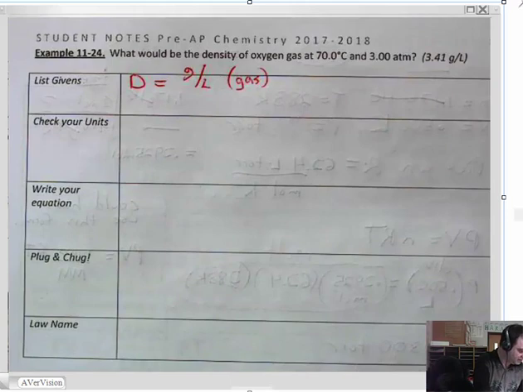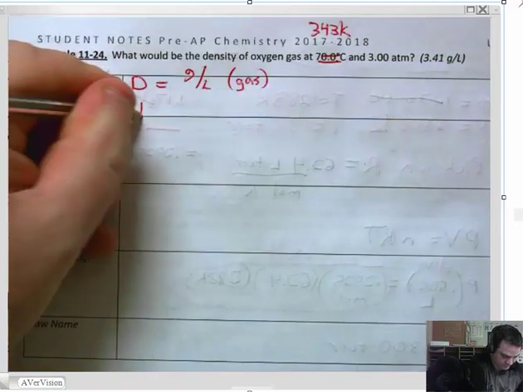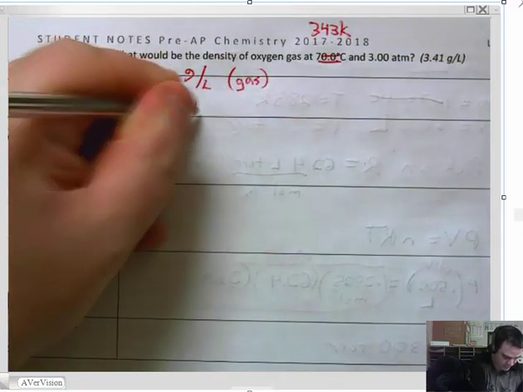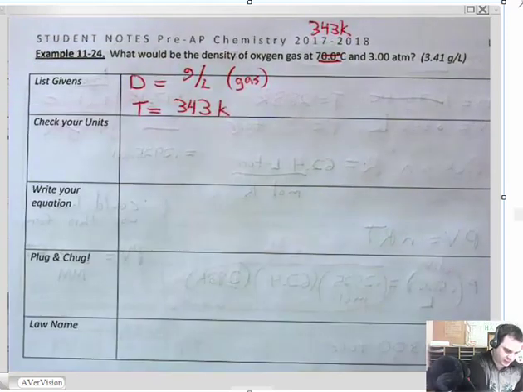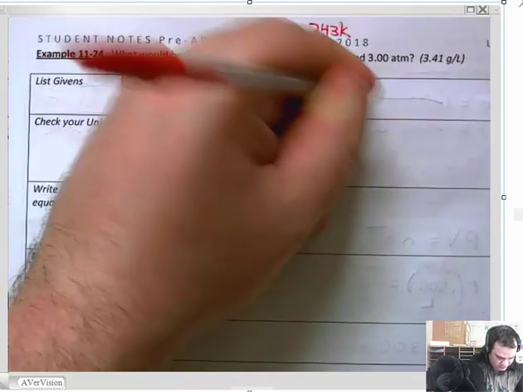We cannot use 70 degrees Celsius. We have to use 343 Kelvin. So the temperature here is 343 Kelvin and the pressure here is 3 atmospheres.